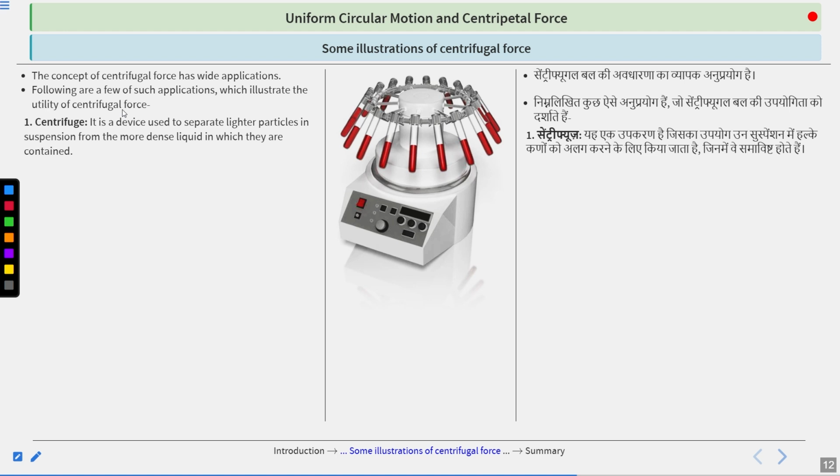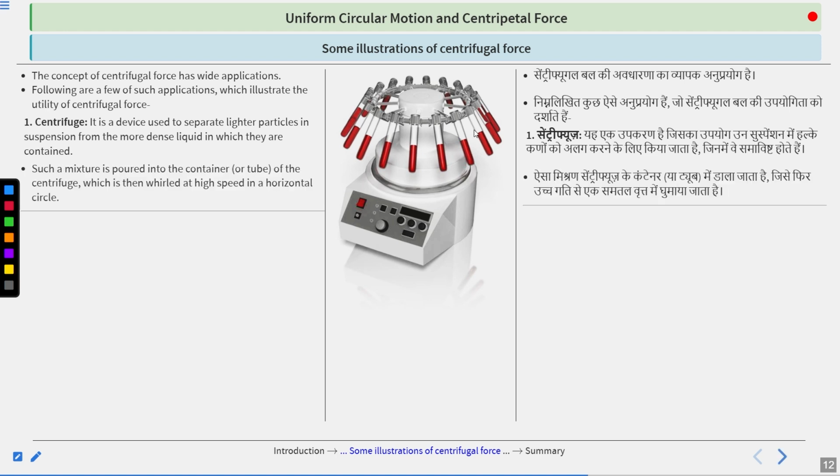If you look at this, you will find that there is a beaker in which there is a liquid. This liquid may contain some lighter particles and another dense liquid. In order to separate them, we use the centrifuge. We rotate it so that the lighter particles come up and the dense liquid goes down. This separation will take place. Such a mixture is poured into the container or tube of the centrifuge, which is then whirled at high speed in a horizontal circle.